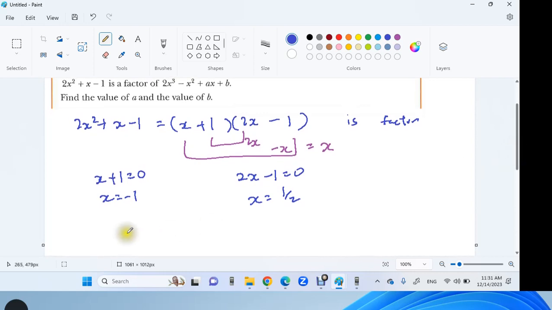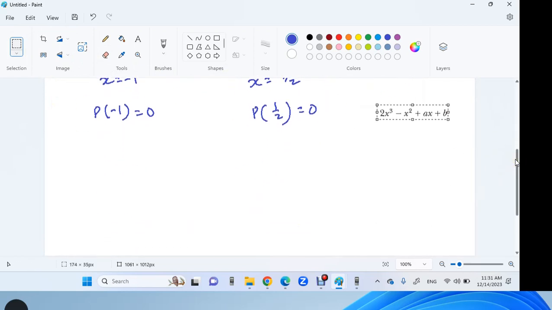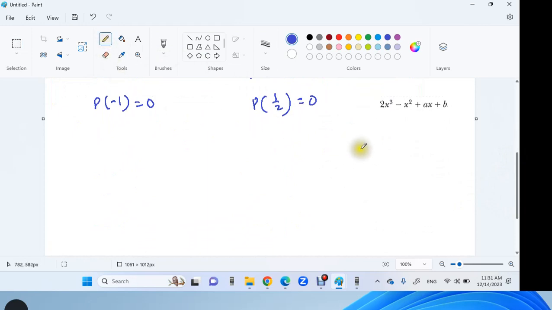So what we have, it will be the property of polynomials: if we substitute negative 1, it will become 0, and we substitute 1 over 2, it will become 0. Okay, so this is the equation. So when we substitute negative 1, it will become 0, and substitute half, it will become 0. Then we will get two equations. Then we do the simultaneous equations for the equations.